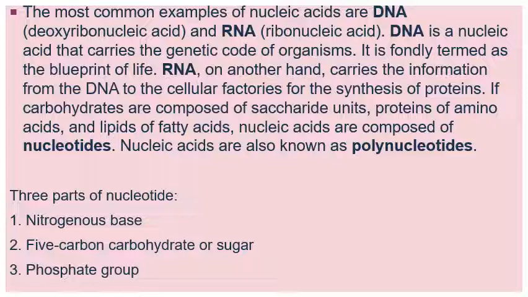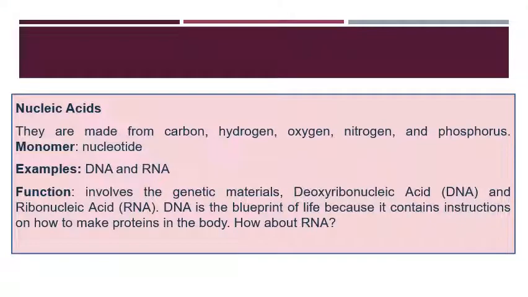If carbohydrates are composed of saccharide units, proteins of amino acids, and lipids of fatty acids, nucleic acids are composed of nucleotides. Nucleic acids are also known as polynucleotides. Three parts of nucleotide: nitrogenous base, 5-carbon carbohydrate or sugar, and phosphate group. Nucleic acids are made from carbon, hydrogen, oxygen, nitrogen, and phosphorus. Monomer: nucleotide. Examples: DNA and RNA.